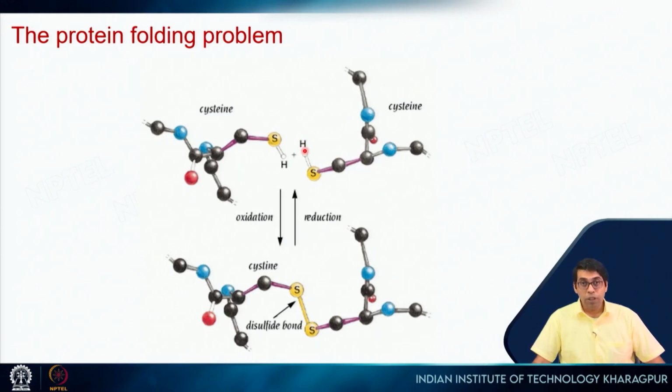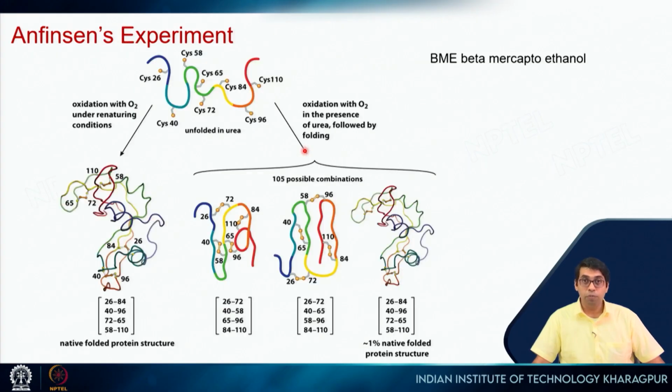So ribonuclease A has 8 cysteines which form 4 such disulfide bonds. What Anfinsen did was, he took this ribonuclease A and checked its activity, and he found that the protein has a certain activity. Then he used urea, which breaks all the hydrogen bonds and hydrophobic interactions. We will talk about this in a few minutes. So it denatures the protein, completely destroying the structure. And he also used a reducing agent like beta-mercaptoethanol to break all the disulfide bonds. So the protein is not nicely folded like this, it becomes something like this.